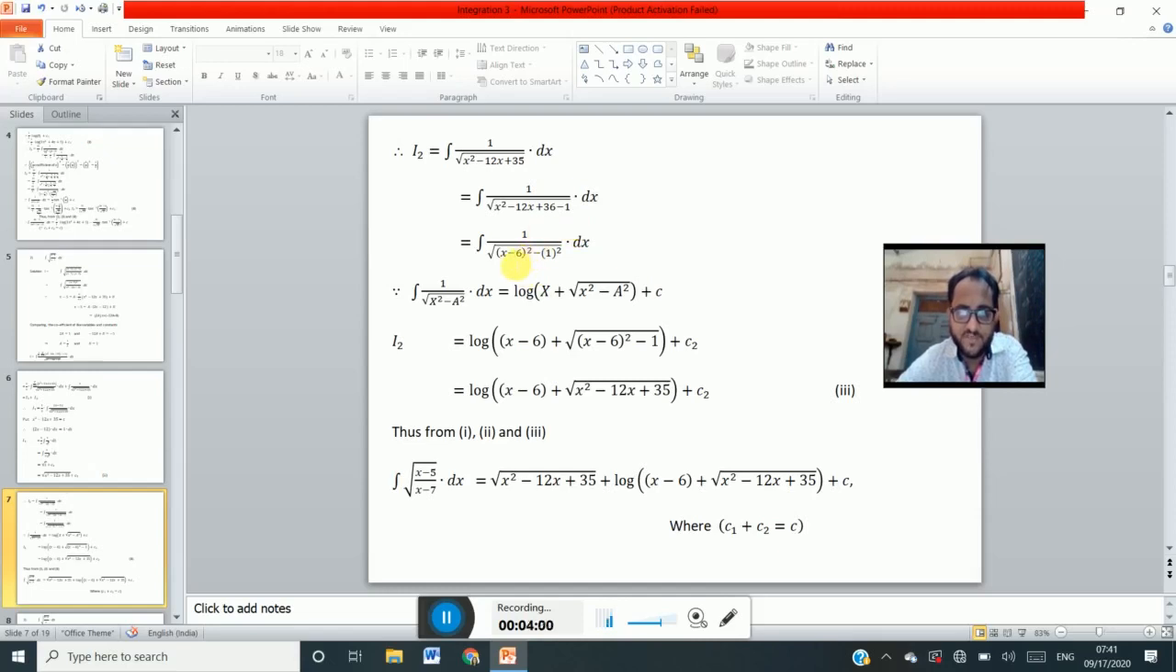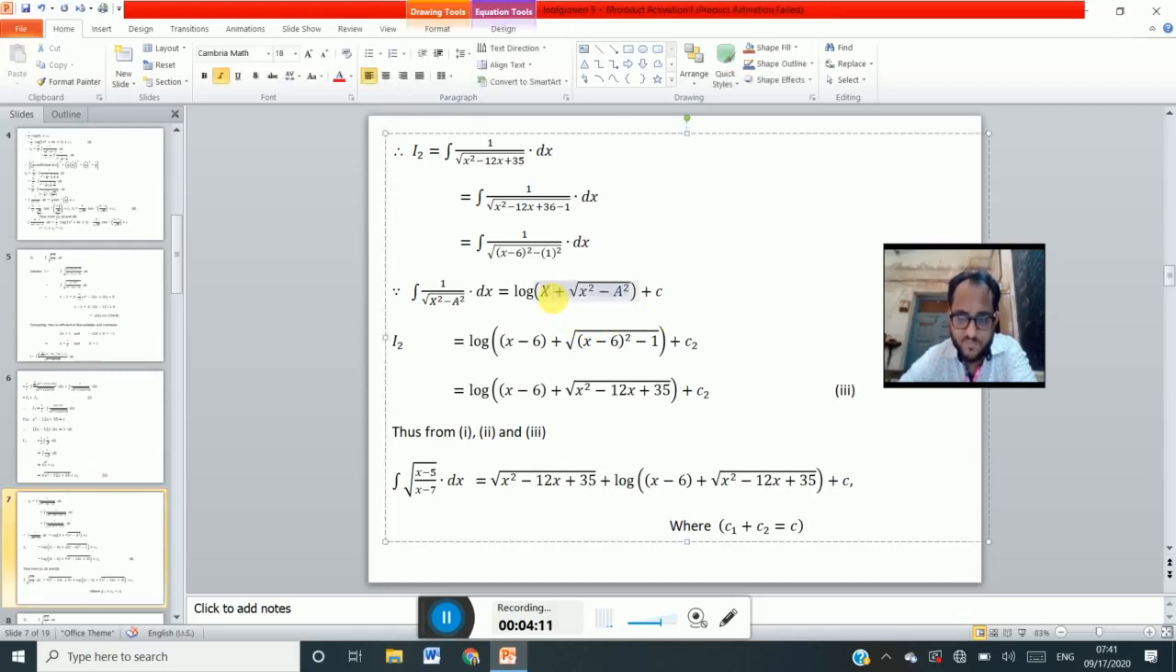Now this is the result of 1 upon root x square minus a square, that is log of x plus root x square minus a square plus c. This is the result of that integration. So use this formula here again. What do we get? Log of x means x minus 6 plus root of x minus 6 whole square minus 1 plus c2. Again c2 is the constant of integration. So log of x minus 6 plus, this is nothing but root x square minus 12x plus 35.